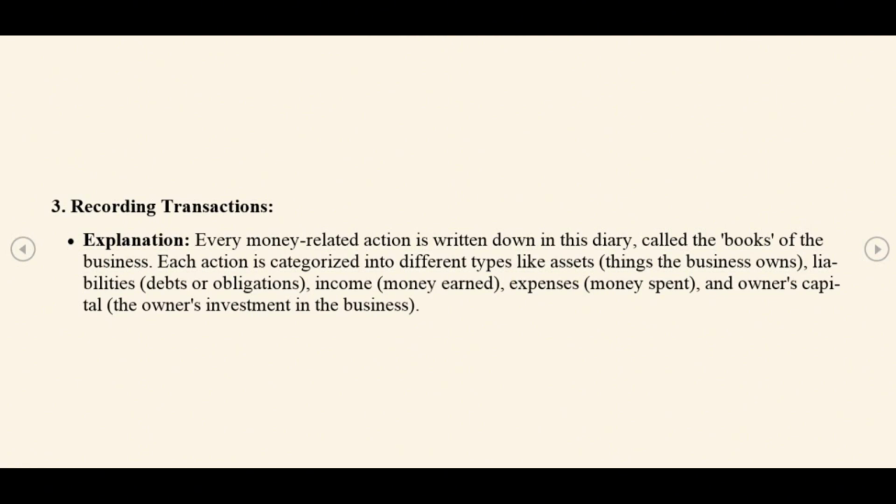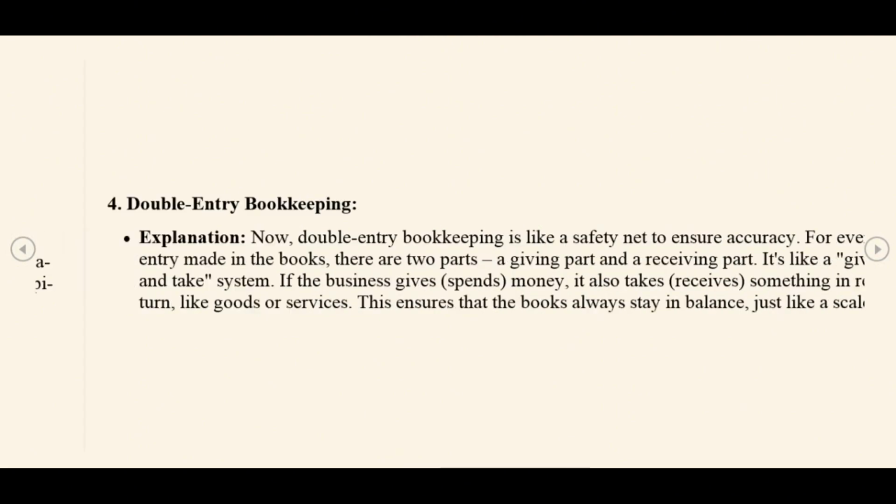Each action is categorized into different types like assets, things the business owns, liabilities, debts or obligations, income, money earned, expenses, money spent, and owner's capital, the owner's investment in the business.